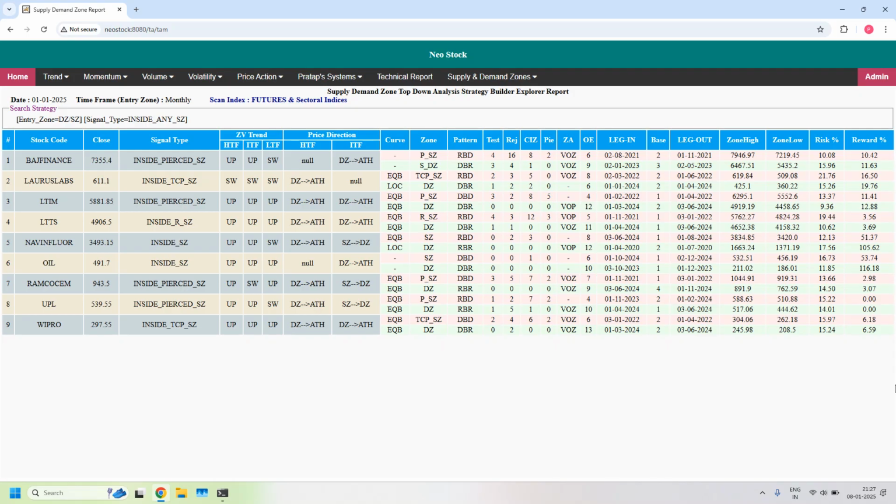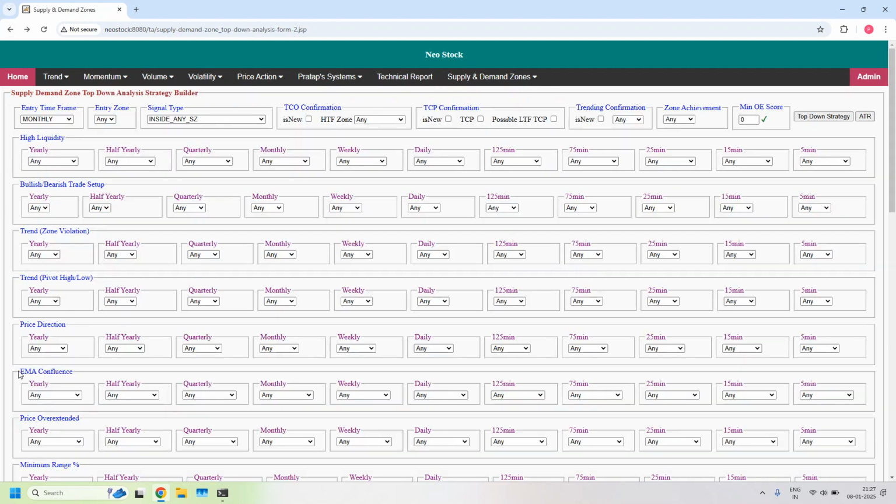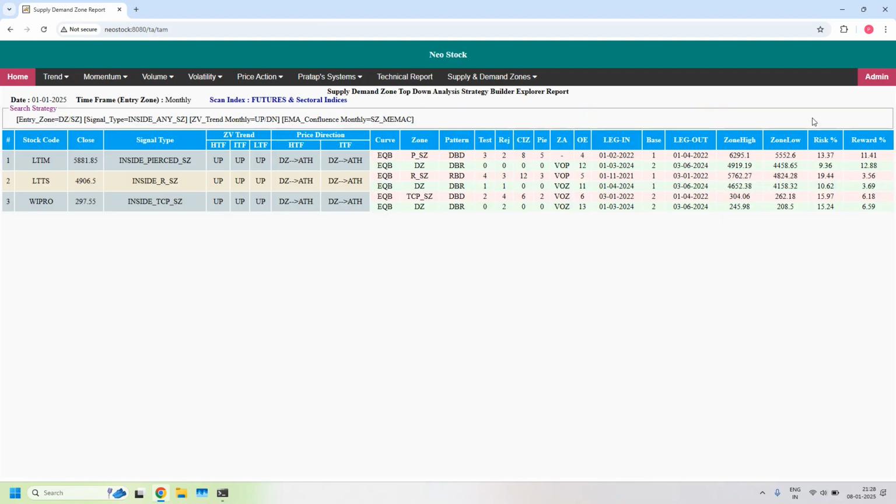Out of these 9 monthly supply zones, how many are having a monthly EMA Confluence? So in the EMA Confluence monthly time frame, I am setting the filter monthly supply zone having monthly EMA Confluence, and the trend on monthly time frame should not be sideways, it can be up or down. Let me filter. You got 3 stocks. In that one is a pierced zone, even second one, third, all 3 are pierced zones only. Normal zones didn't have any EMA Confluence.